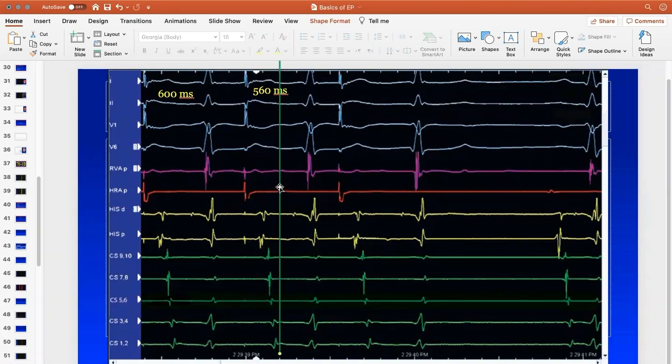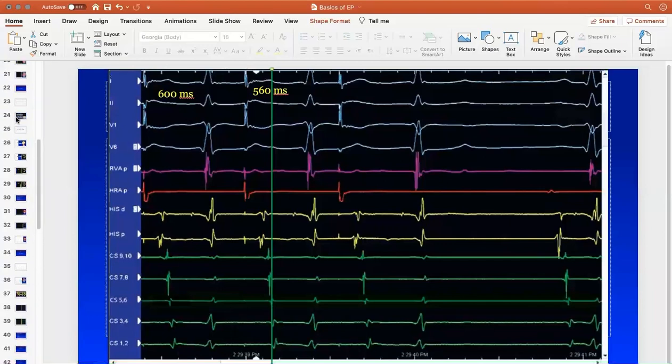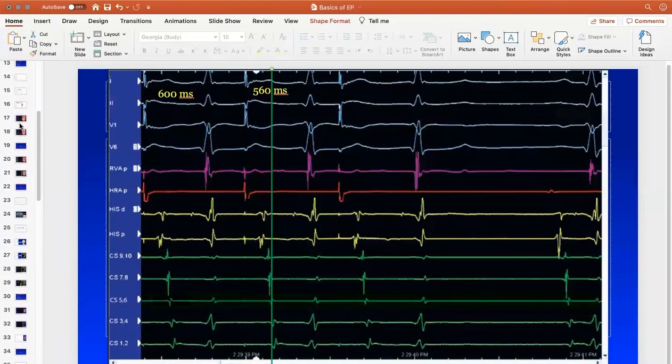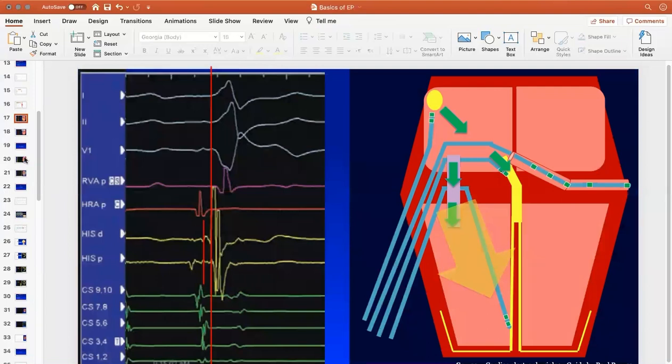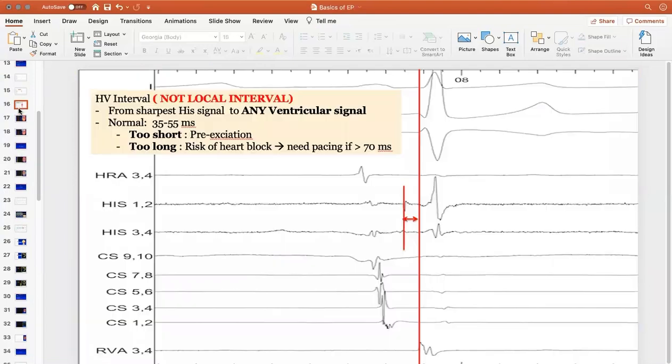And then to be sure that you are not bypassing the HIS, how do you know that you're actually going through the AV node? What do you have to measure? The AH? No. HV? The HV, exactly. Because the HV is the conduction through the AV node. And if you have a pathway that you are going to bypass, where is the slide? That's the one. Oh, good timing.